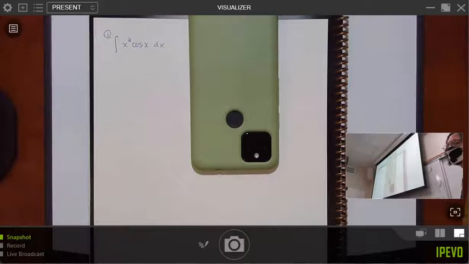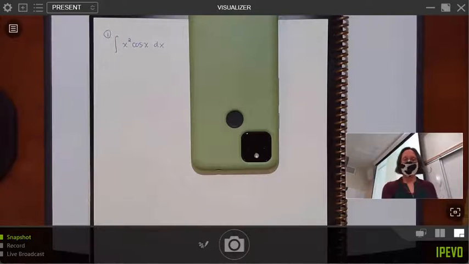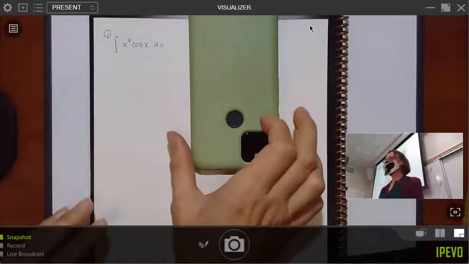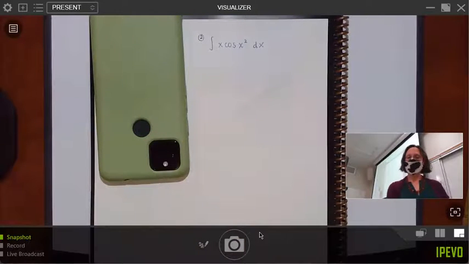The derivative of the x squared is not in the function, and really the derivative of the cosine is not in the function either. So the way that I would know that it was a u substitution is if somebody's derivative was in the problem for us. Because it's not, this is going to need to be integration by parts. Okay, problem two.